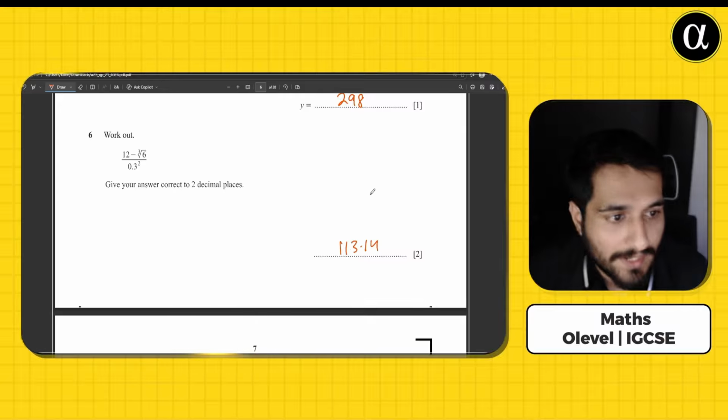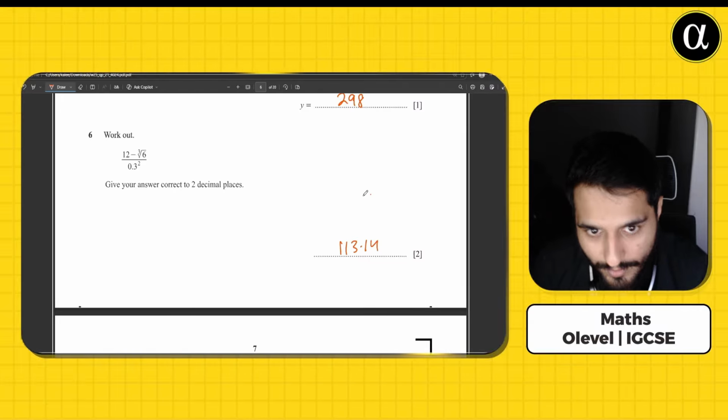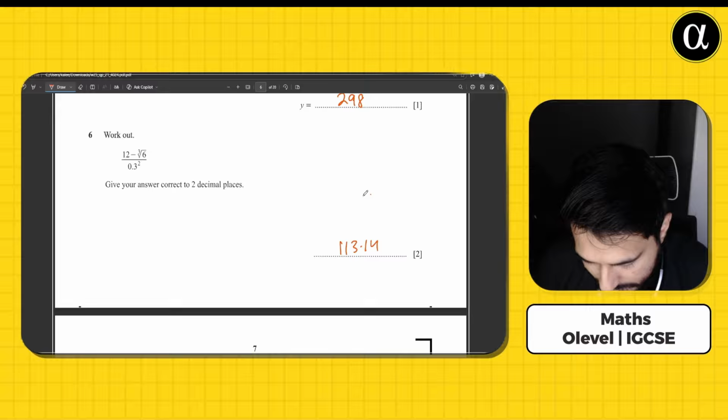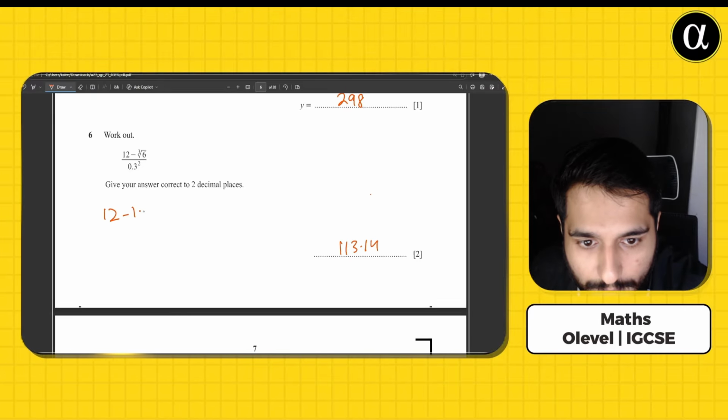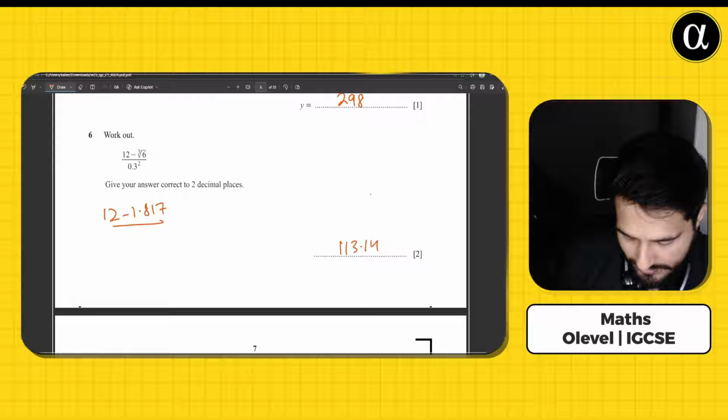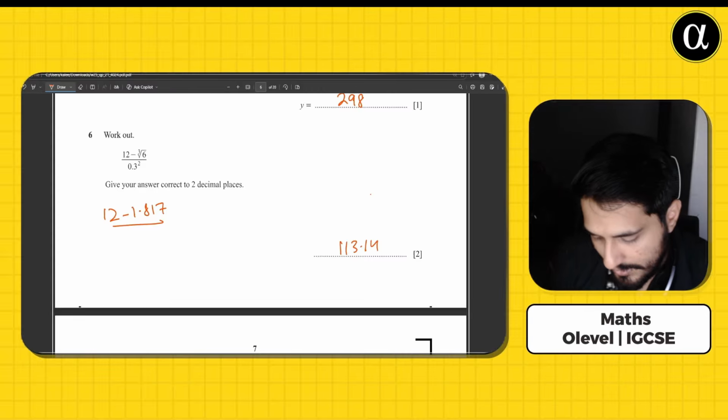I just used my calculator, and if you're unaware, cube root of 6 is going to give us 1.817. So 12 minus 1.817 upon 0.3 square, which is somewhere around 0.09.